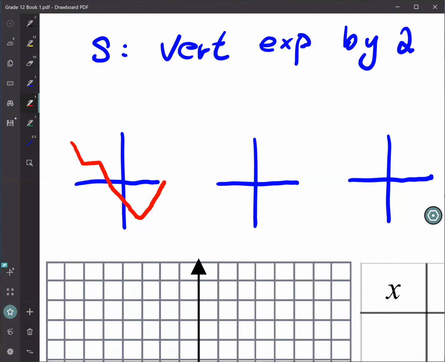Eric, you there? Yeah, okay. I'm trying to draw it. Flip the graph over the y-axis. Reflect over the y. The line's not showing up. Oh, that doesn't show up? Okay.